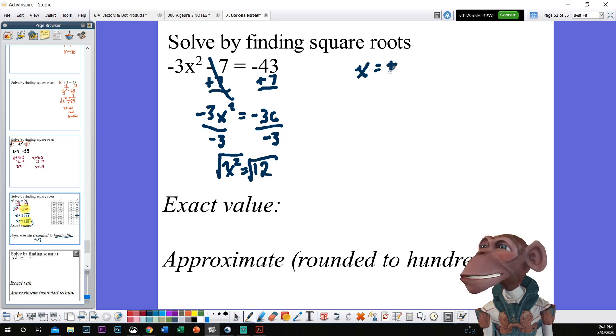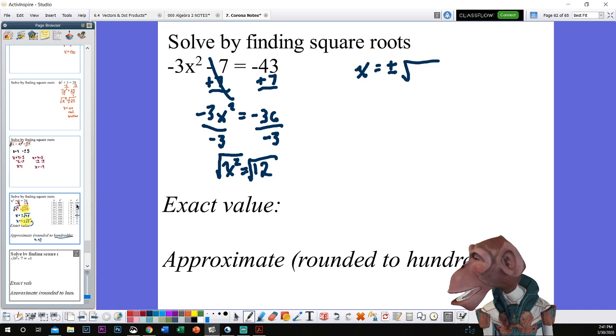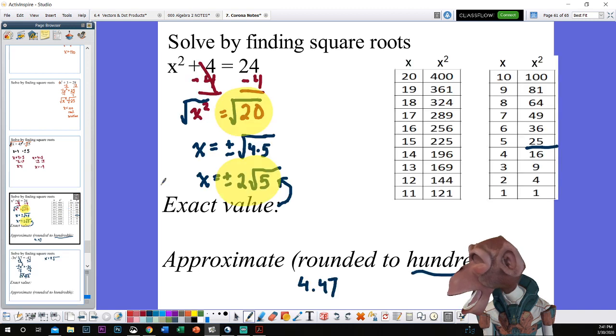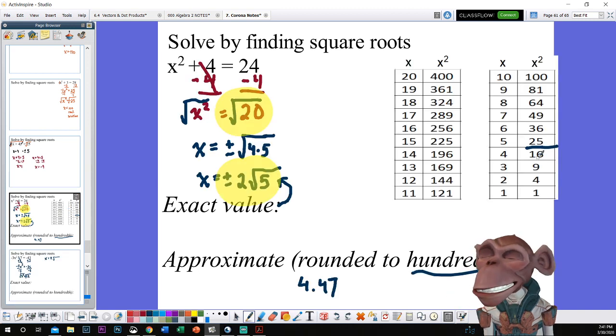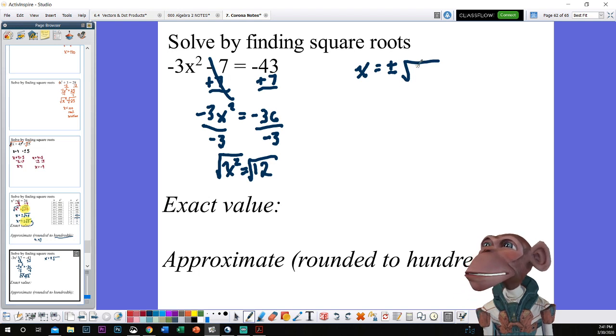Uh-oh, I know it's plus or minus. Now I have to split up my 12. Using my cool chart that's way over here, I tried dividing by 16. That didn't, oh, that's too big. I would have started here. I tried dividing by 9. That didn't work. I divided by 4. Yes, 4 works. So 12 is 4 times 3.